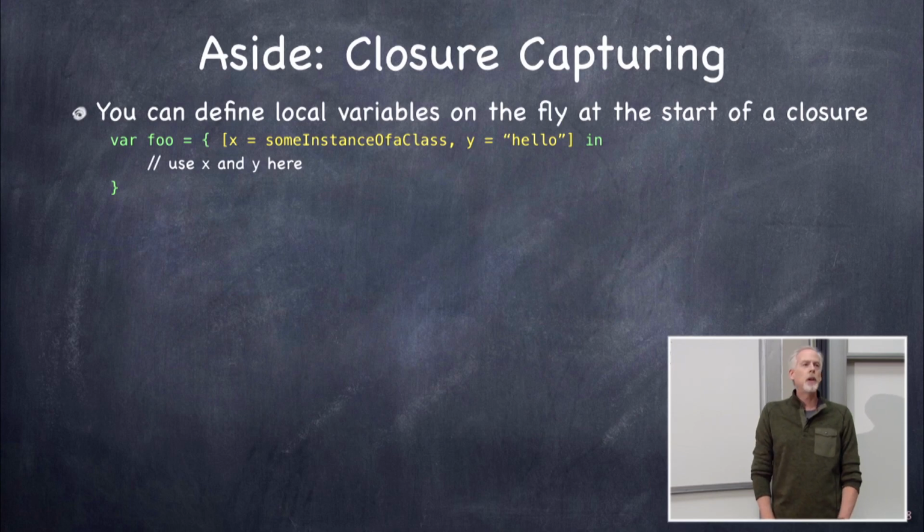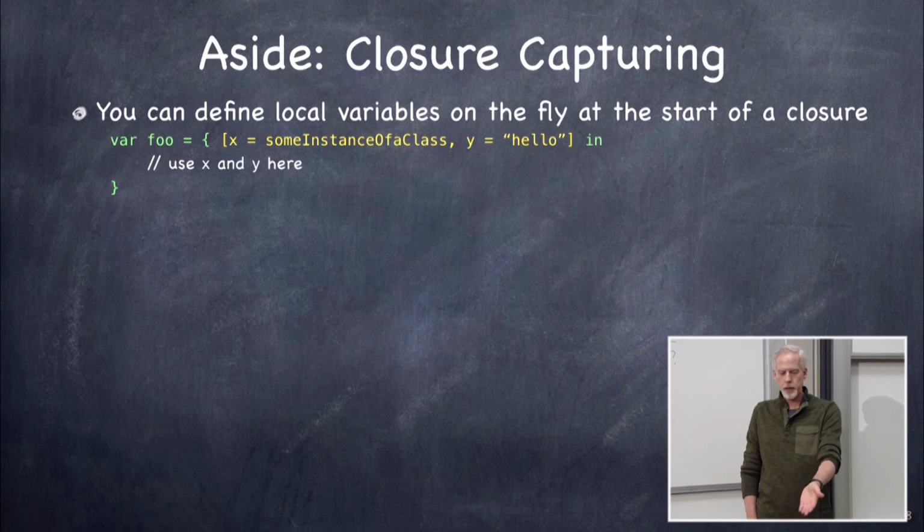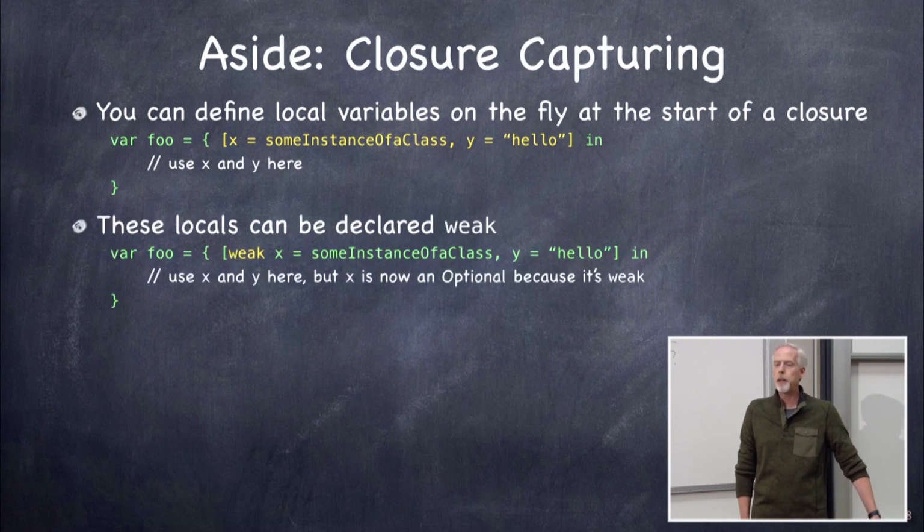It doesn't seem like it's of very much use, and you're right, it's not, because of course I could use some instance of a class, or I could just type hello inside my closure. Why do I need to have silly little variables there? Well, the reason they're not so silly is because they can be declared weak.